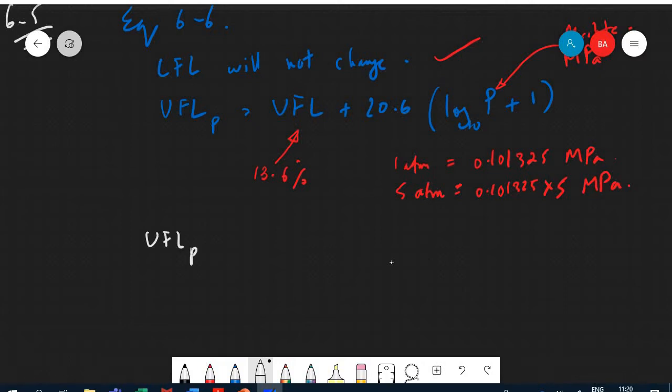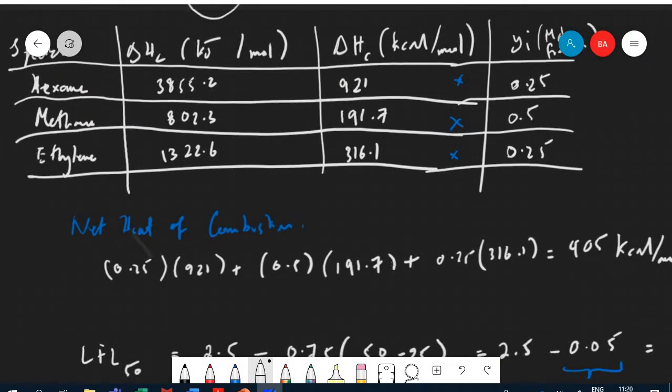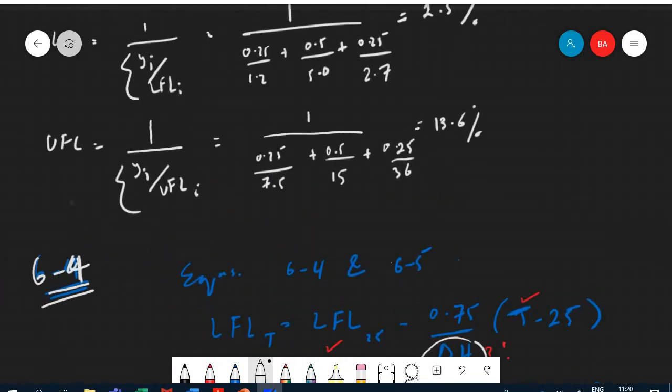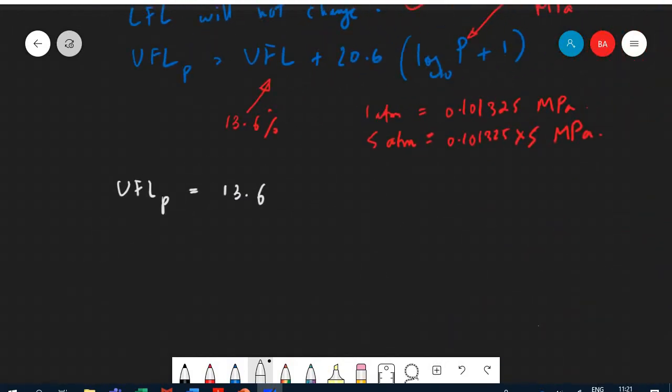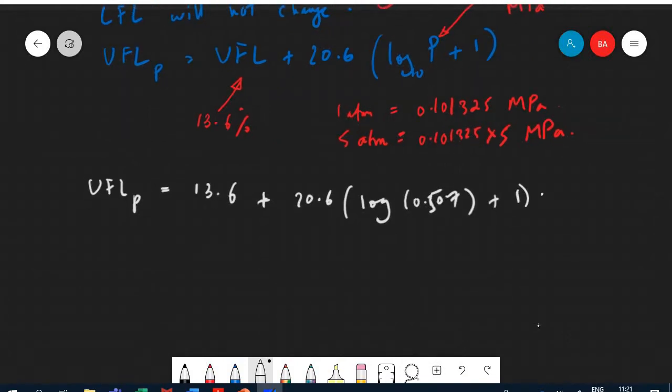So UFL at 5 atmospheric pressure is equal to 13.6. Was it 13.6? Just to make sure. What was 6.3? Let's go back and see. Yes, it was 13.6. That's correct. So 13.6 plus 20.6 times log of 0.507, that's after you multiply it by 5, plus 1. And then you find your new UFL, which is 28.1%.